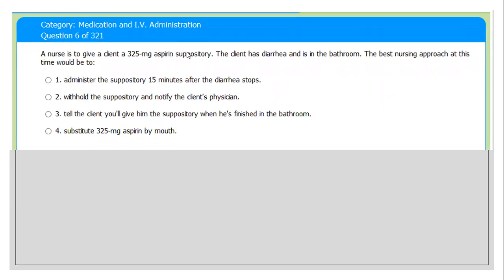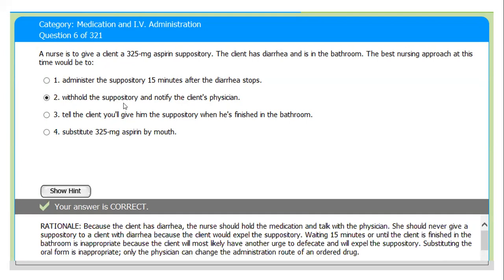And you know, a suppository is a solid medical preparation designed to be inserted into the rectum, or sometimes into other organs like the vagina. Number one, administer the suppository 15 minutes after the diarrhea stops. Number two, withhold the suppository and notify the client's physician. Number three, tell the client you will give him the suppository when he is finished in the bathroom. And number four, substitute 325 milligram aspirin by mouth. So what is the best option? Number two, withhold the suppository and notify the client's physician.